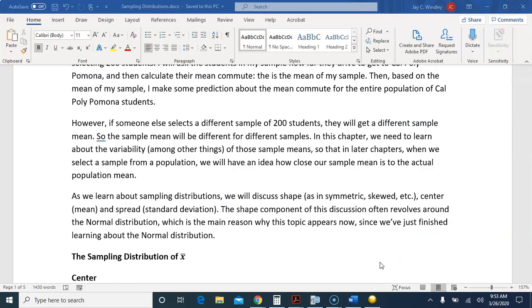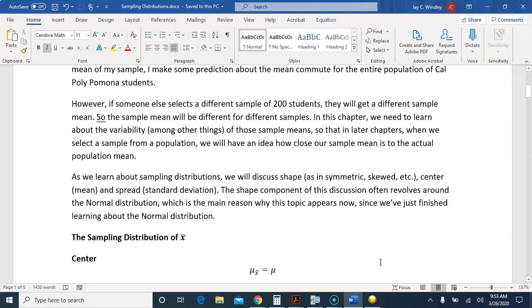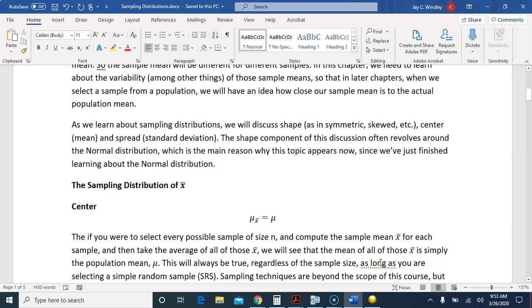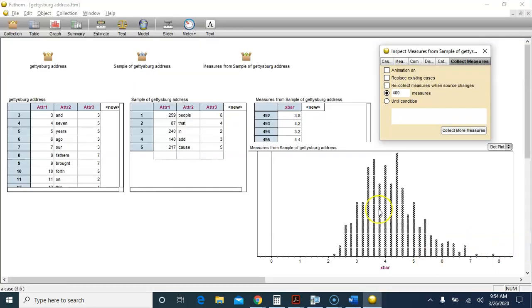Okay, so first thing we want to talk about is the center. So it turns out that as long as you have a simple random sample, the mean of the X bars is the population mean. So if we look back over here at this distribution of X bars, the center of those X bars should be the population mean. So a couple things here.